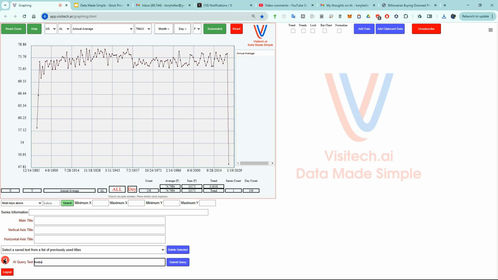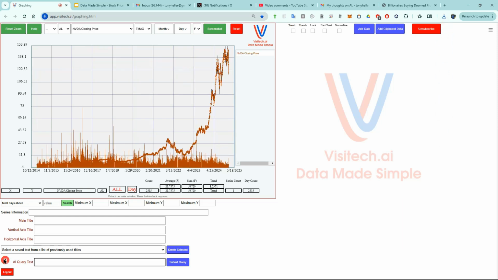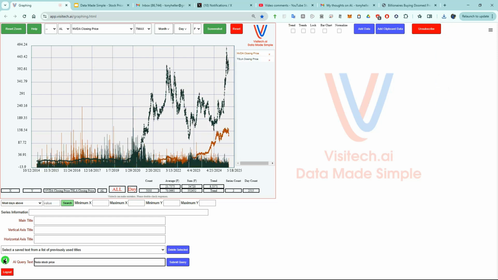NVIDIA stock price. Tesla stock price. Apple stock price. Microsoft stock price.